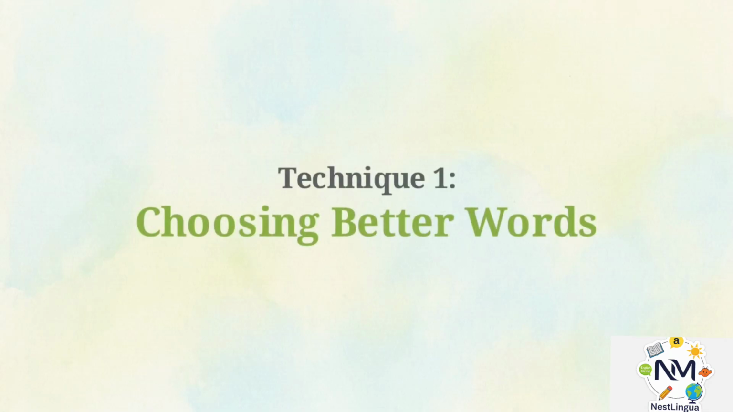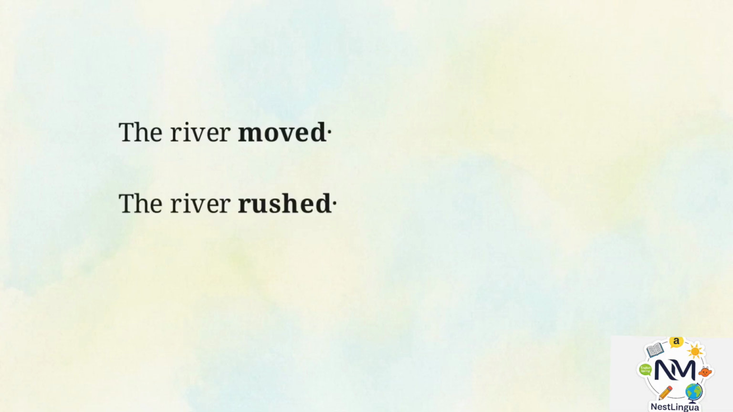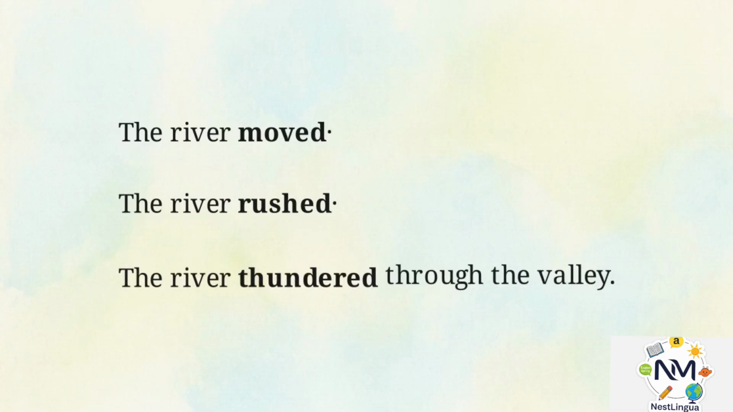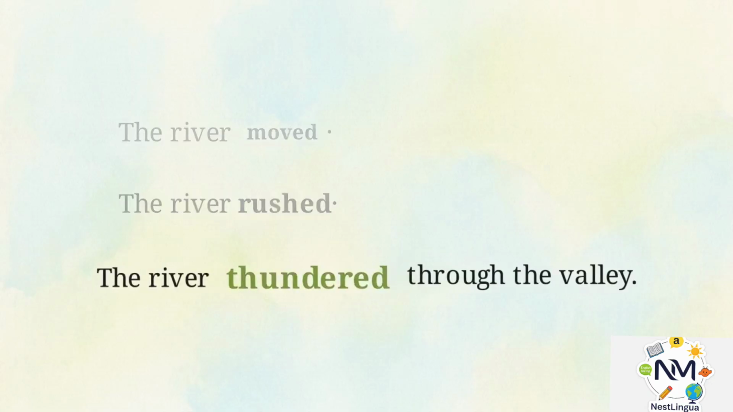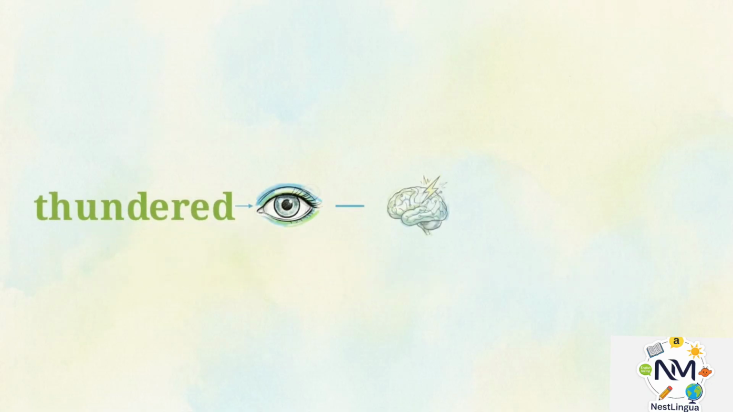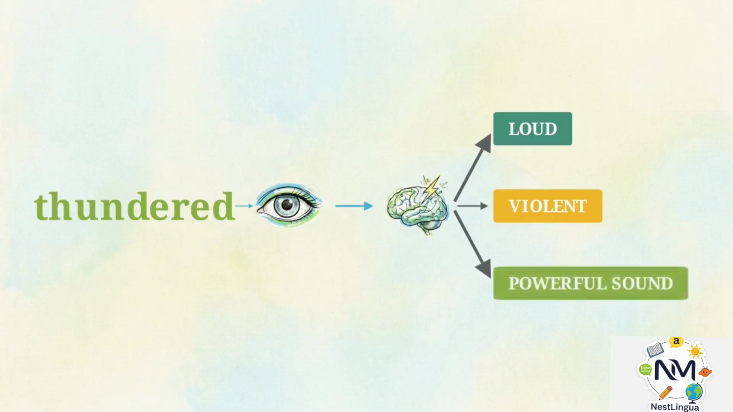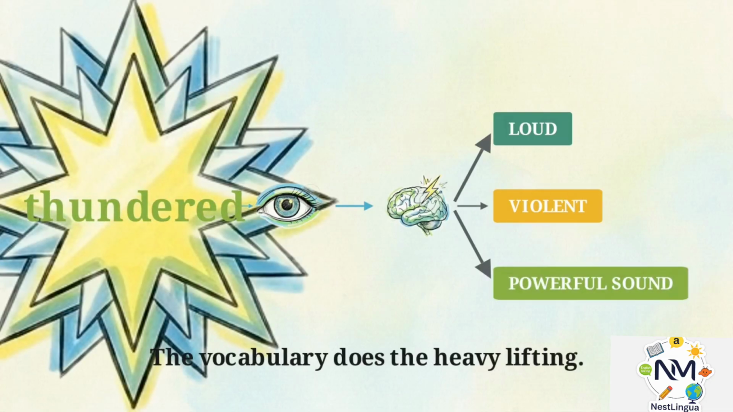Let's look at the first technique for creating effect: choosing better words. Here are 3 variations of the same action. The river moved. The river rushed. The river thundered through the valley. The verb moved gives us a weak, generic image, but when we upgrade to thundered, the reader's perception shifts immediately. The text now implies loud noise, violence, and intense power. The vocabulary does the heavy lifting.